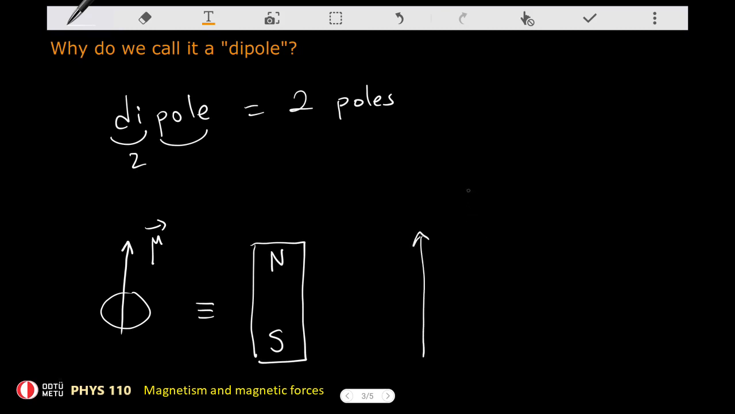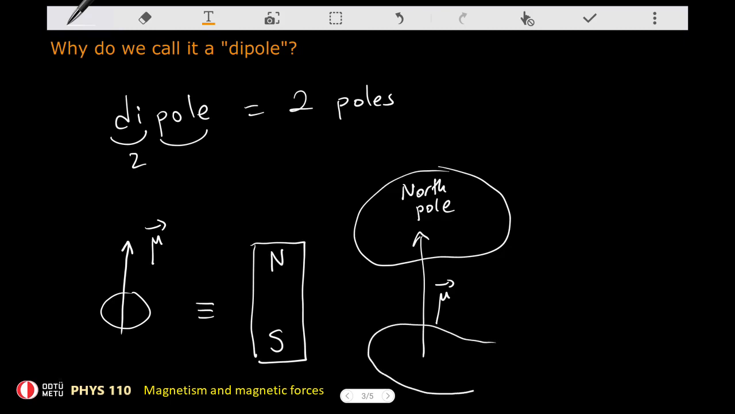And we just define the poles as somewhat a region. The region around the tip of the magnetic dipole moment vector is the north pole, and the region around the tail of the vector is the south pole, right? We don't have a precise place for the poles. We just describe a wide region as a pole in a way. We can think of this as some kind of a pole.